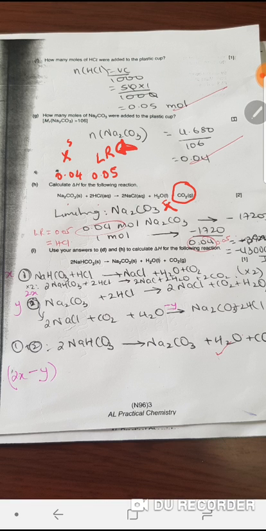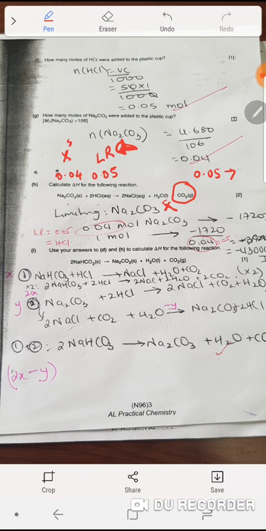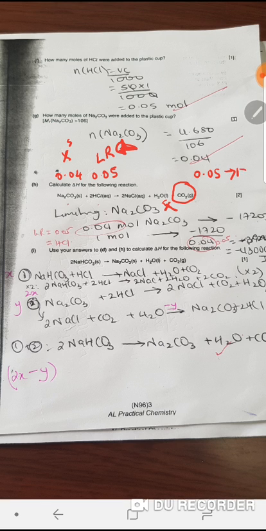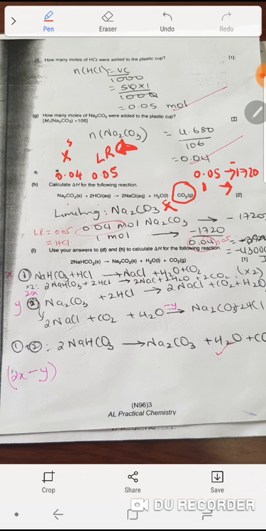So what do we say in that case? 0.05 is giving so much heat, 1720. This is the amount of heat, minus 1720. For 1 mole of the limiting reagent, you get the answer. Right? I hope that this is okay now.